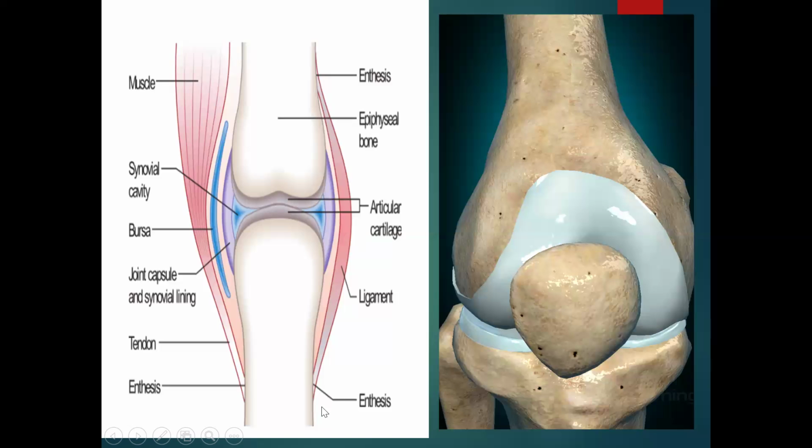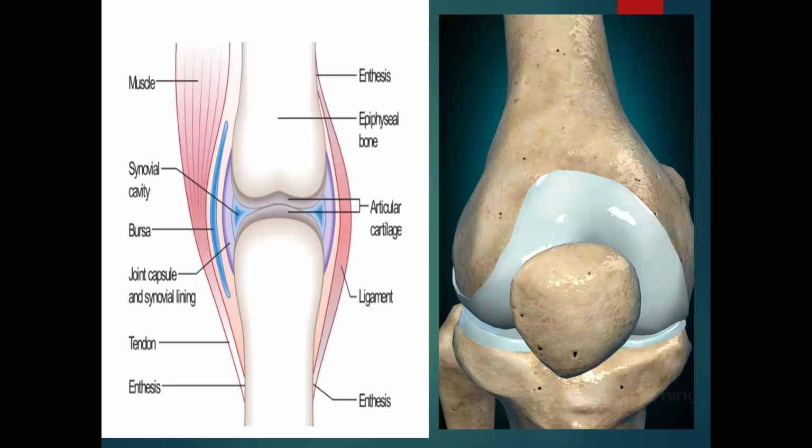Now the next is enthesis. Enthesis is just the site where the tendon or ligament attaches to the bone. So wherever the ligament attaches to this bone is an enthesis. Then the tendon that connects muscle to the bone, wherever the tendon attaches to the bone, is known as enthesis. So infection of this point is known as enthesitis.